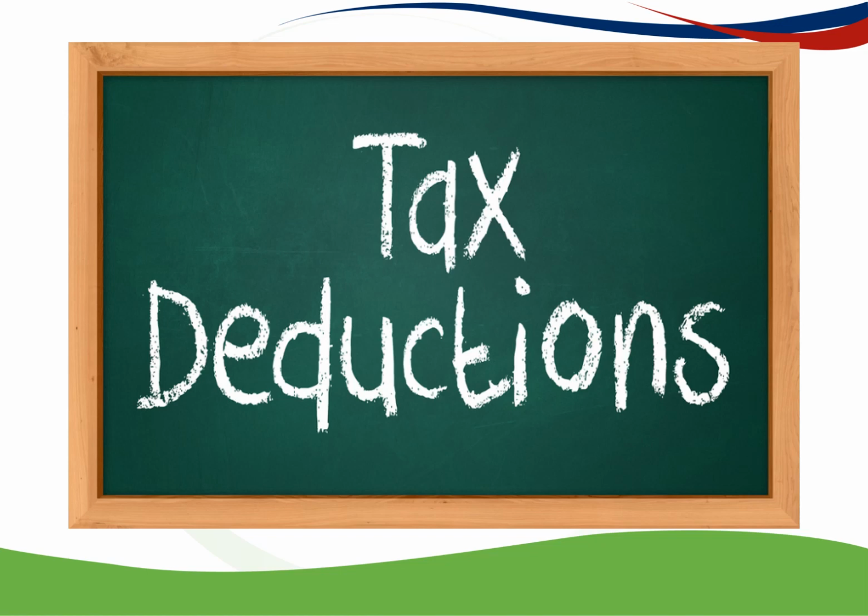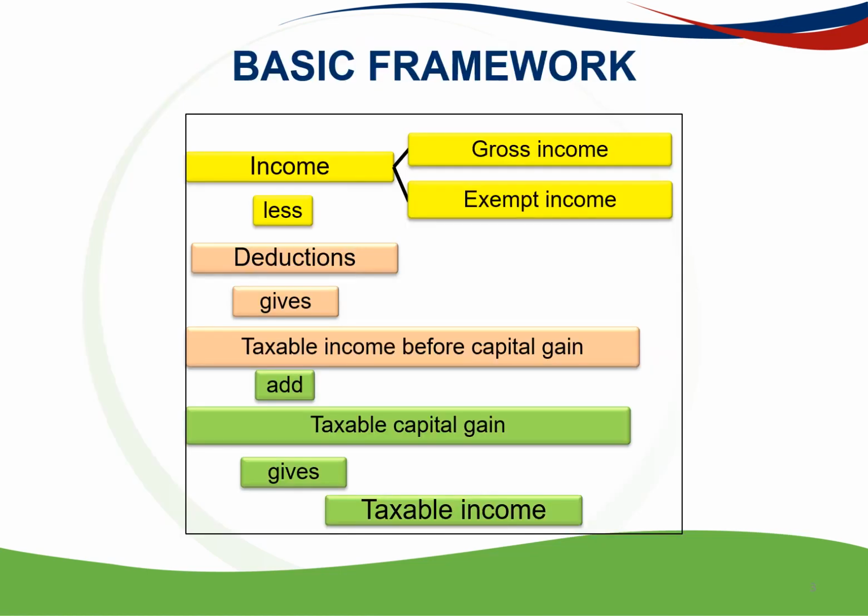as possible. If you look at the basic framework for determining your taxable income, you always start with your income, which consists of gross income and exempt income. Then less all of your possible deductions. This gives you your taxable income before any capital gains. Then you add any taxable capital gain made during your year of assessment, which ultimately gives you your taxable income.